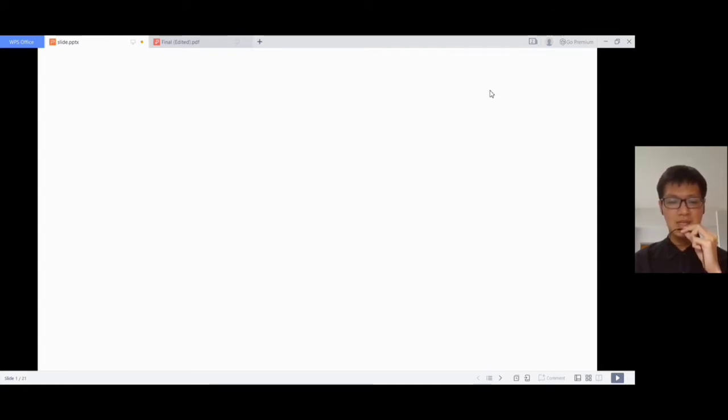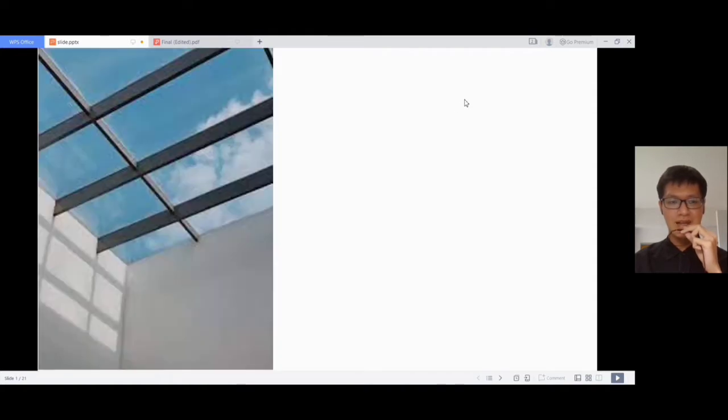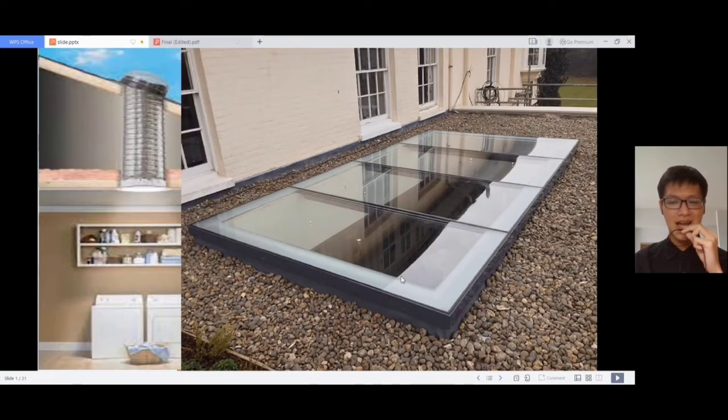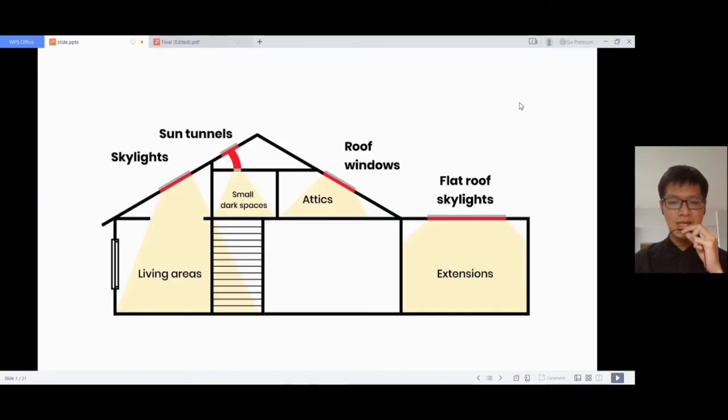Before that, let's see some previous designs. Here are the skylight, the roof window, the tunnel window, and the flat skylight. From this diagram, we can see that the previous design principle is to allow sunlight to enter the room and to reduce the electric bulb use in the room.